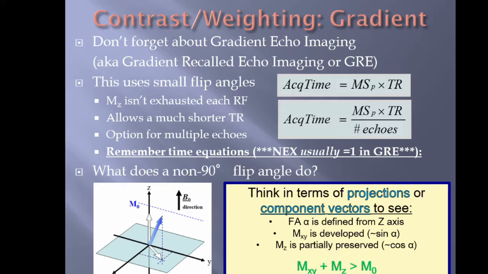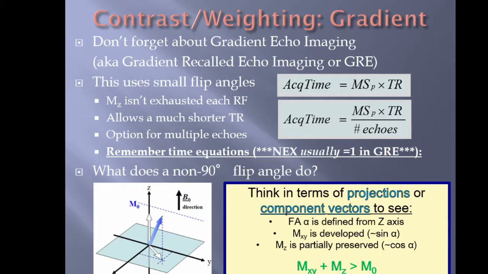Okay, and then MZ is partially preserved, right? So now think of a flashlight that's set to the side of it and the shadow that it makes against the z-axis, right? And that's going to be according to the cosine of alpha, okay? Now let's think about this. Why is this such a good thing? Well, if we look at the component in the xy plane, Mxy, and the component along z, Mz, and add them together, it's actually greater than M0.